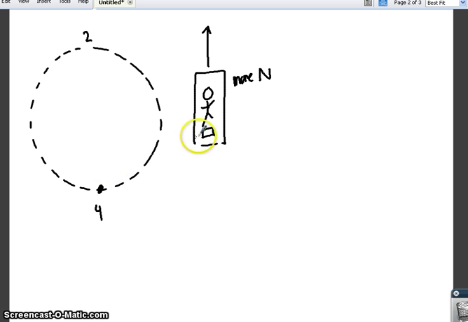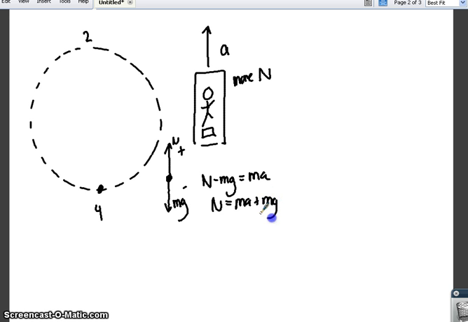Because like at point 4, if we did our free body diagram, we would have normal force going up and gravity going down, and it's accelerating upward. So we're going to call up positive, down negative. That means normal force minus mg equals ma, not mv squared over r, because this is linear, not circular. So normal force is going to equal ma plus mg. When it's accelerating upward, just like at point 4, the normal force would be more.